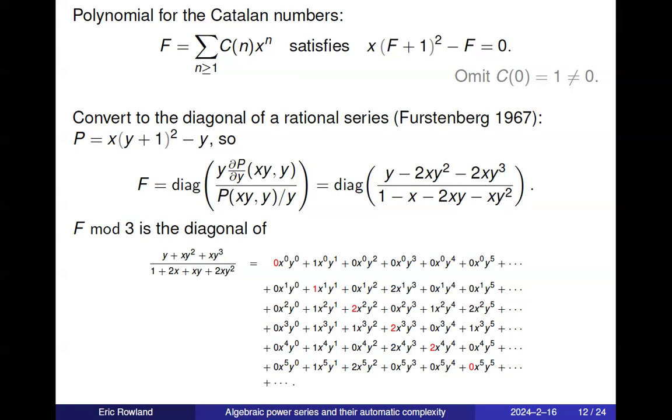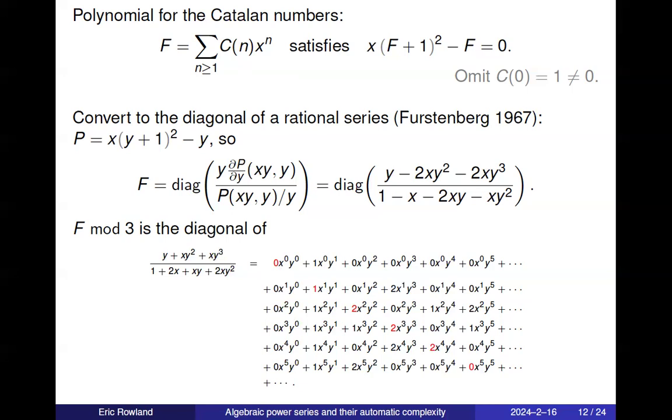And if you reduce this mod 3, you get this. What this is claiming, using this construction of Furstenberg, is that the series of Catalan numbers modulo 3 is the diagonal terms along this bivariate rational function. I don't know if this looks familiar. This used to be a 1, but we turned it into a 0 to use Furstenberg. So now this is 0, 1, 2, 2, 2, 0 instead of 1, 1, 2, 2, 2, 0.